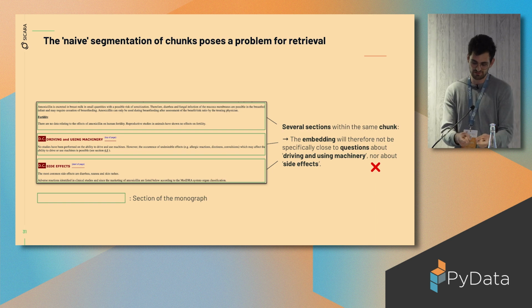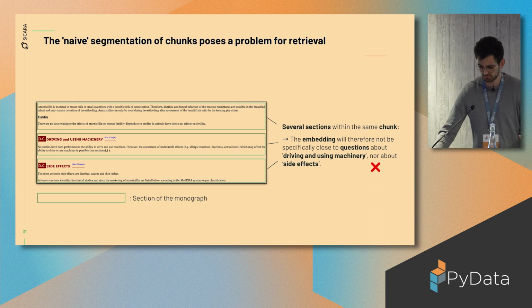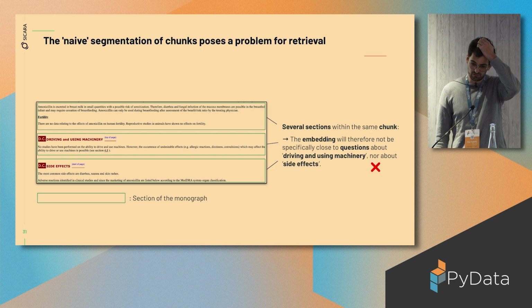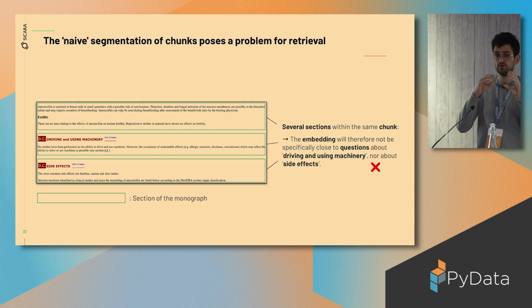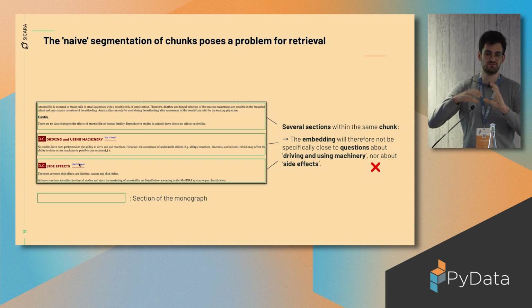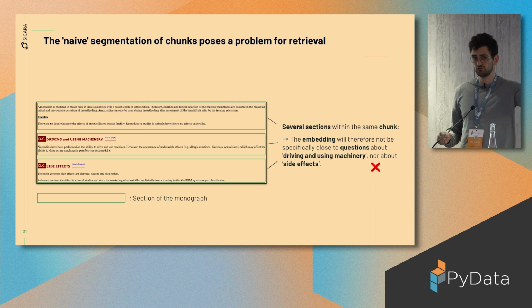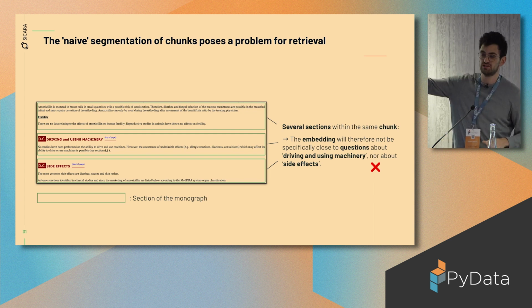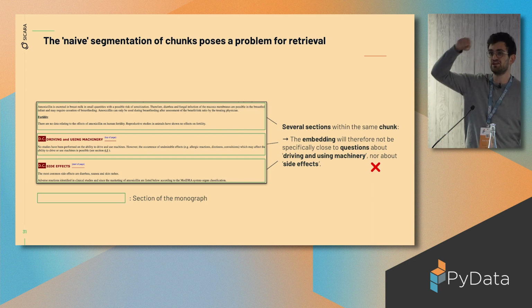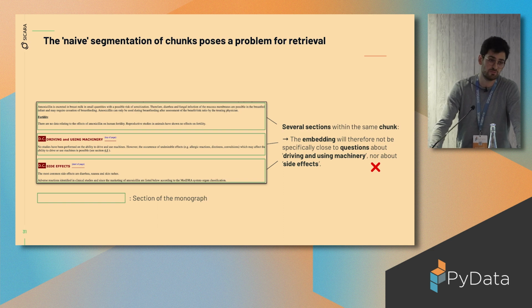The second problem I'm showing now is more about helping the retrieval process, because our chunk talks about three completely different things: breastfeeding at the top, driving and machinery, and side effects. So when we build the vector which represents this information, it will be neither semantically close to side effects, nor driving, nor pregnancy, but kind of in the middle of everything. And so it will be very hard to retrieve it when asking such questions.